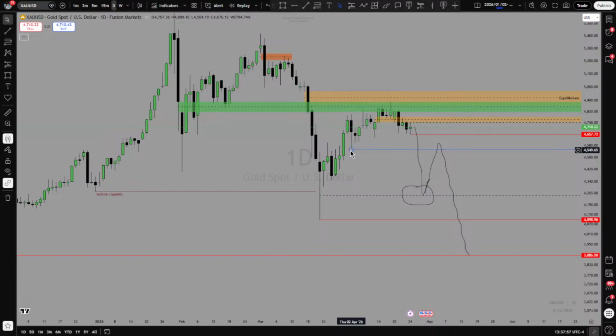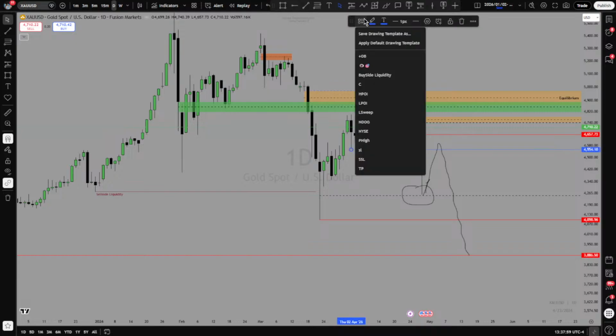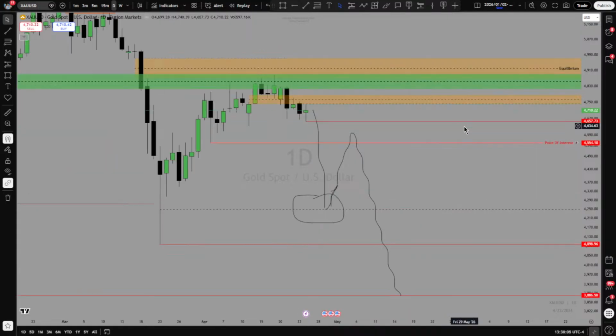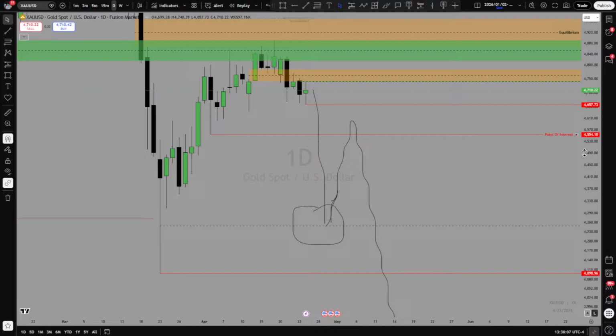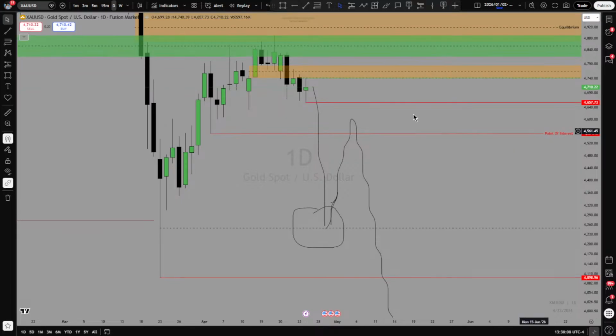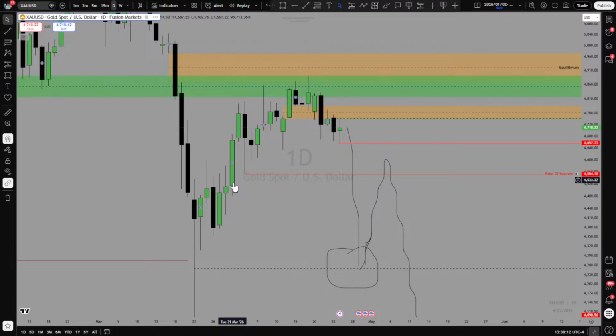Which point am I firstly looking at? I'm looking at this point. This one is my first point of interest, the level 4,554.10. I'm looking to see if the price can actually get here in real time. So I'm moving to 15 minutes so that I can save time.